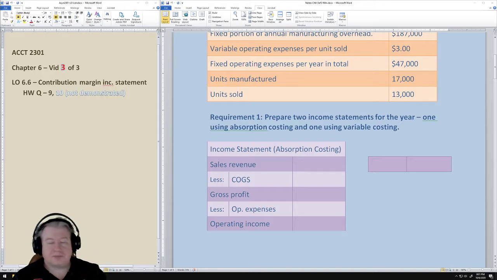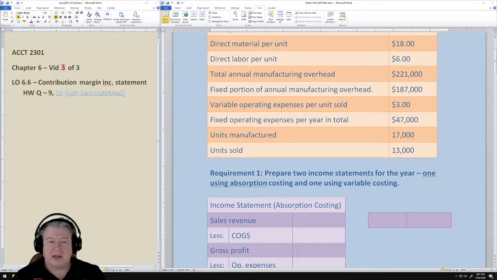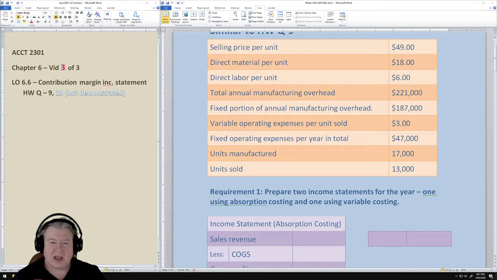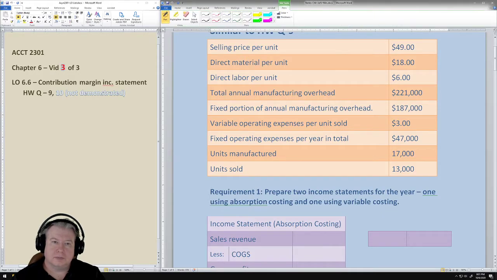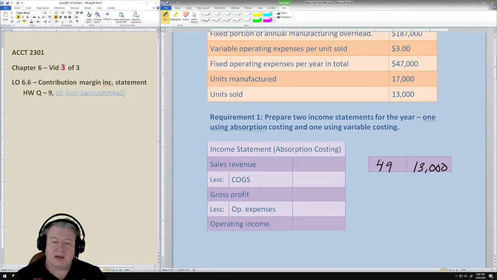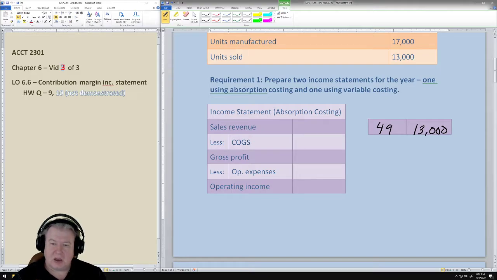Looking at our list of information, sales revenue: they don't give us sales revenue, but they give us enough information. They give us that the price is $49 per item. And how many items did we sell? We sold 13,000 items. When we multiply that out, that's going to be our sales revenue. So that ends up being 637,000.